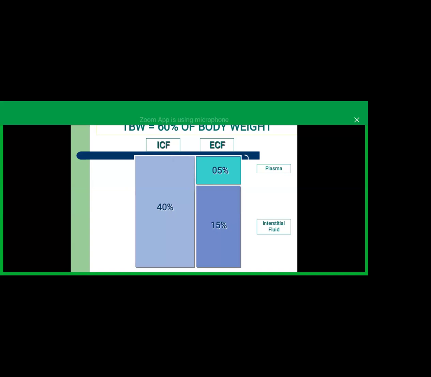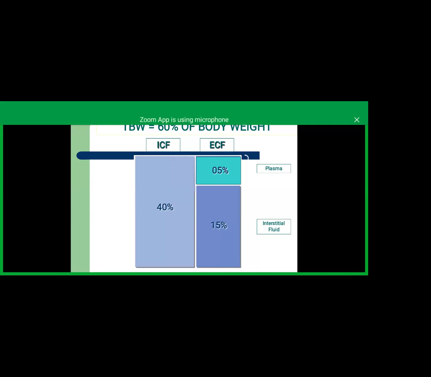So it says total body water. The total body water is 60% of our body weight. So for example, take a man weighing 70 kg. That is the person's body weight. The expected amount of total body water that this patient will have will be 60% of that 70 kg.